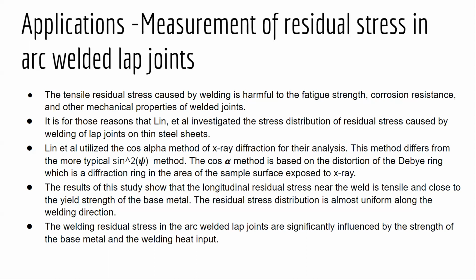The results of this study show that the longitudinal residual stress near the weld is tensile and close to the yield strength of the base metal. The residual stress distribution was almost uniform along the welding direction. The welding residual stress in the arc welded lap joints is significantly influenced by the strength of the base metal and the welding heat input.